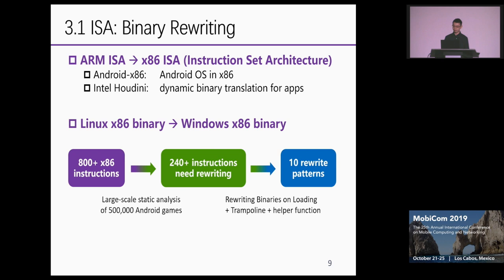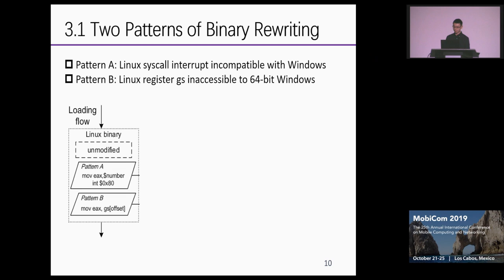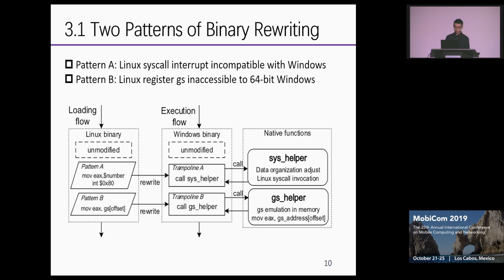In detail, let's explain two common patterns. Pattern A indicates that the Linux syscall interrupt is not compatible with Windows. To handle this, when the instructions of pattern A are loaded into memory, they are first rewritten into a trampoline A. The trampoline only costs 5 bytes, so that the overall binary structure remains unchanged. Then, during execution, trampoline A calls a helper function, which is responsible for adjusting data organization into Windows standard and makes the Linux call.